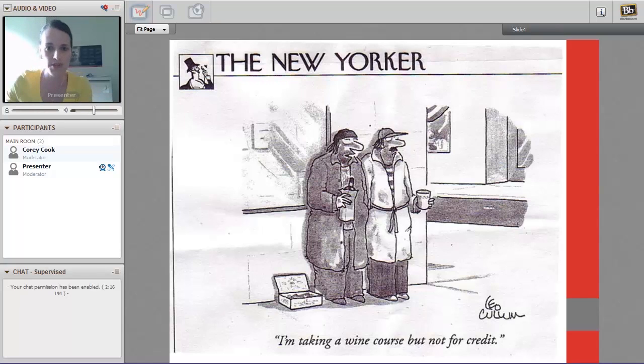So let's start off with just a little cartoon that I usually put up, which is: I'm taking a wine course but not for credit. That's, I think, how a lot of my students feel, is that it's fun to learn about this. It's fun to learn about wine appreciation. It's fun to learn little tips and little sensory bits and pieces about what you're doing when you're actually trying the wine. And so that's what this series of webinars is going to be focused on.